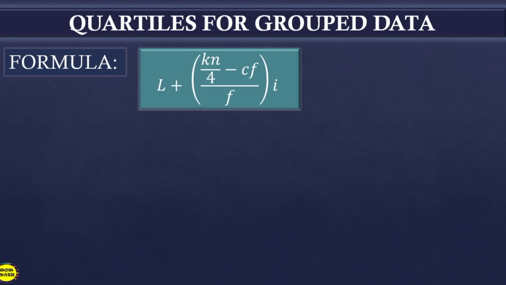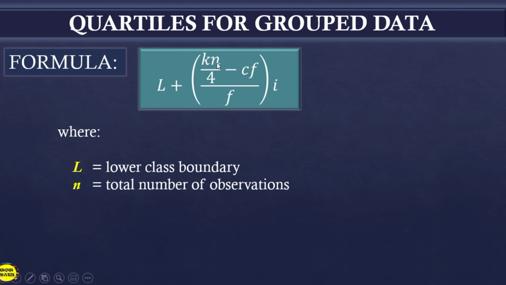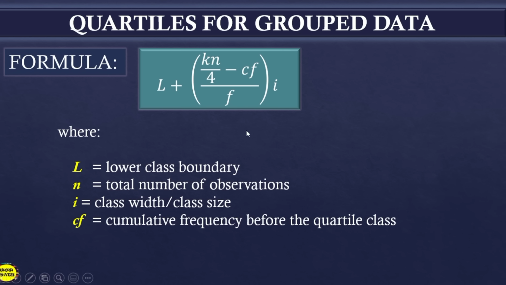So yung formula na gagamitin natin, where L stands for the lower boundary, and yung N natin dito is the total number of observations, or yung sum ng frequency natin. And then yung i natin dito is the class width or the class size. Yung CF natin ito yung less than CF natin, which is the cumulative frequency before the quartile class. And then f stands for the frequency of the quartile class.